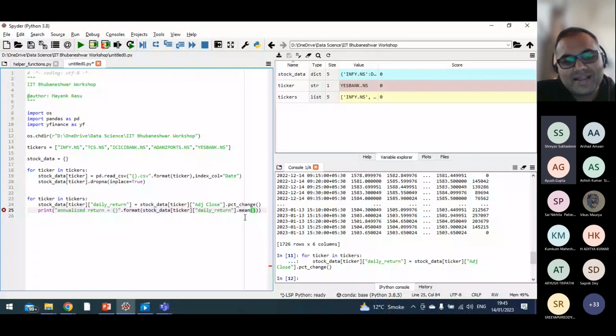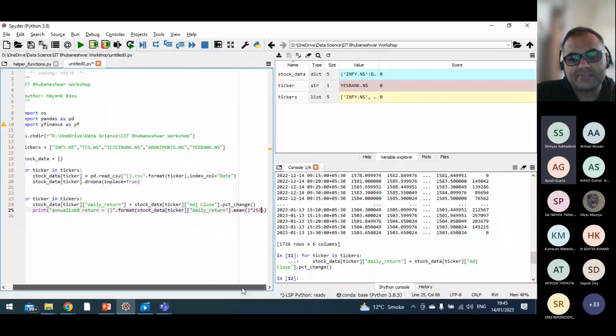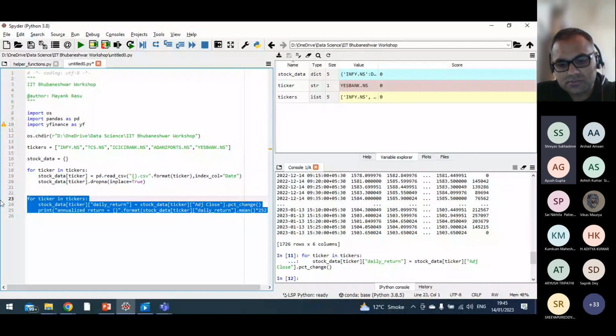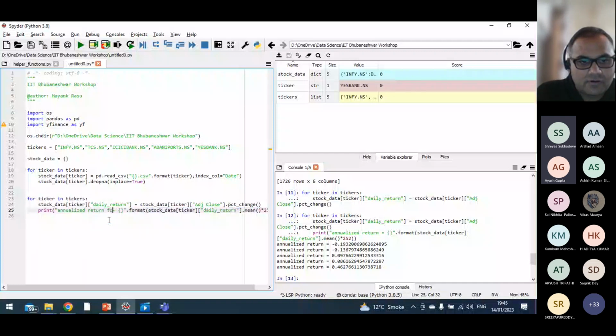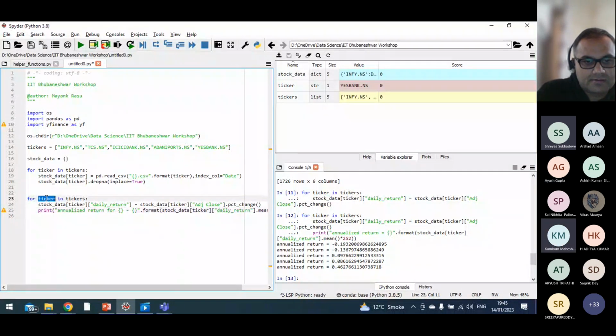All right. But this will give you the mean daily return. You have to annualize it. So when you have to annualize it, you simply multiply it with the number of trading days in a year. So in this case, we have 252 trading days. Typically, we have 252 trading days if you remove the weekends and everything. So this will calculate the annualized return for each of the stocks. So let us see what is the annualized return for each of the stocks. Annualized return for ticker is equal to this. So format ticker.